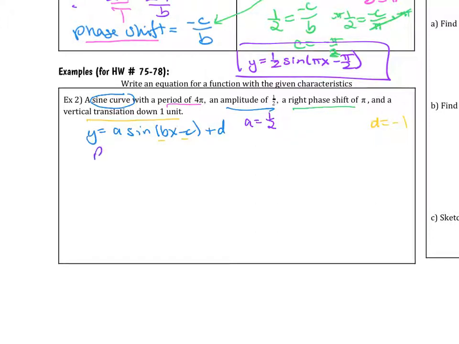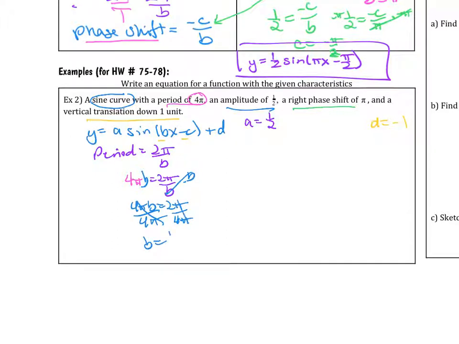So remember, period equals 2 pi over b. Now the period is 4 pi, so I'm going to set it equal to 2 pi over b. 4 pi equals 2 pi over b. Then we solve for b. So 4 pi b equals 2 pi, divided by 4 pi. Then we notice that b equals 1/2. Okay, so b equals 1/2.